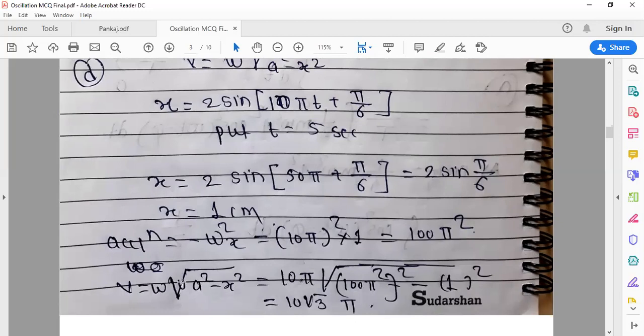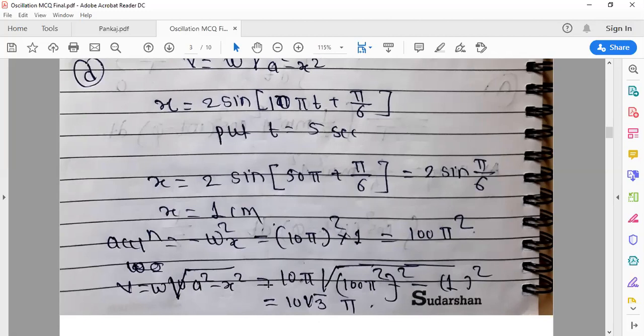So you have to calculate the velocity. We get x, then calculate the acceleration, minus omega square x. 10 pi is the omega, so omega square into 1 is 100 pi square. So v is equal to, put the value, v is equal to omega under root A square minus x square.